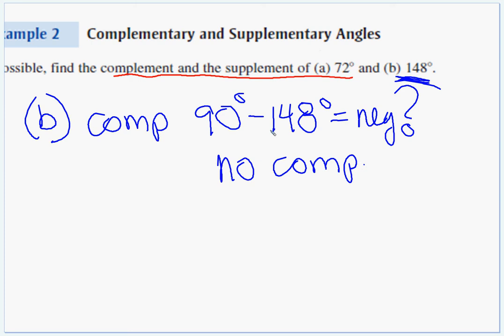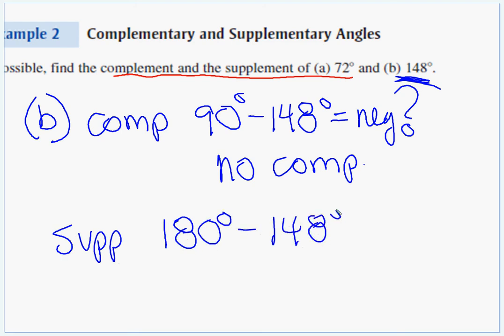But let's find the supplement of 148. So the supplement is going to be 180 degrees minus 148. And if we subtract that, it looks like it's a 32 degree supplement. Okay.